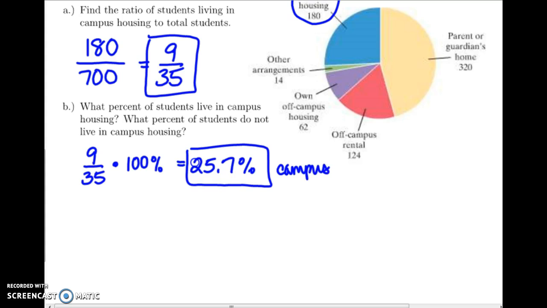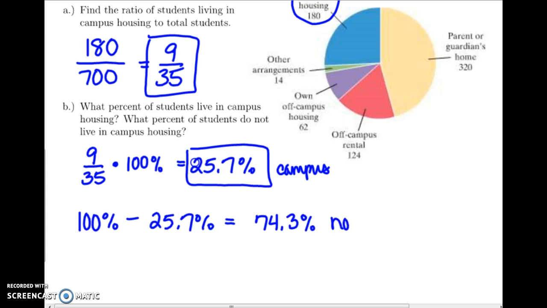I'll just put campus. Second question, what percent of students do not live in campus housing? Well, we could add up 14 and 62 and 124 and 320, but it's just subtract from 100%, right? It's just the rest of them. So 100% minus 25.7% is going to be something. Let's see. 74.3%, I think. So this would be not in campus housing.